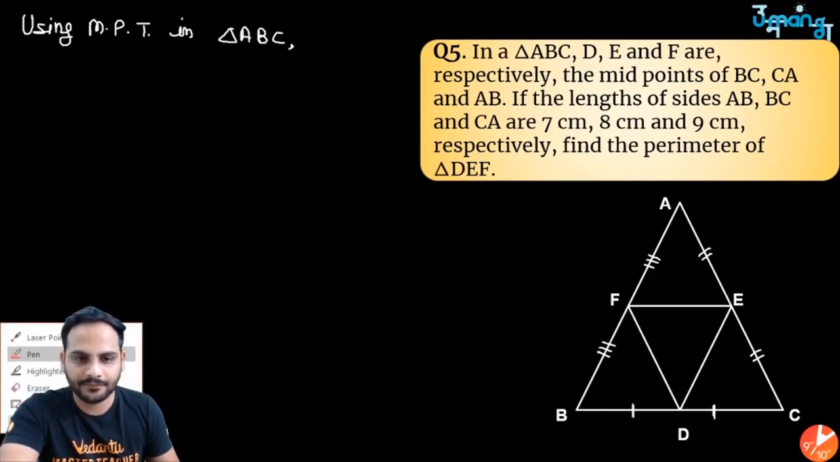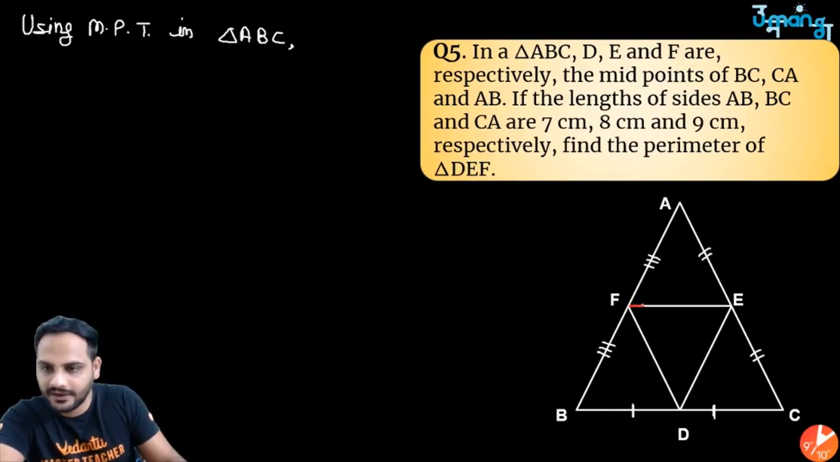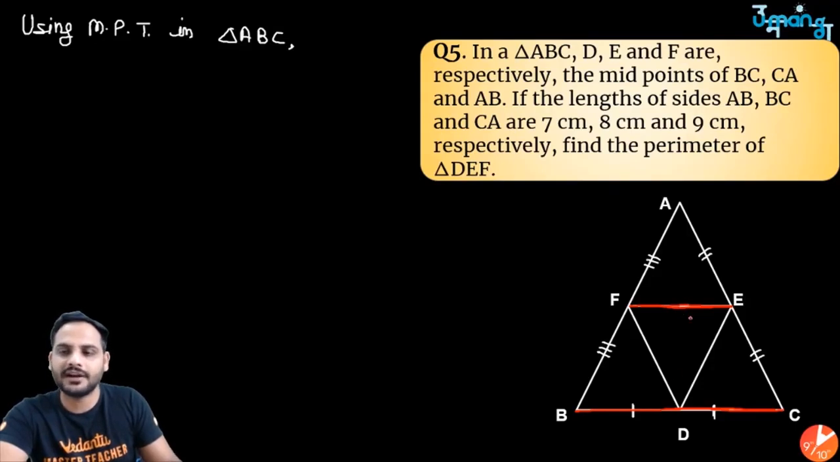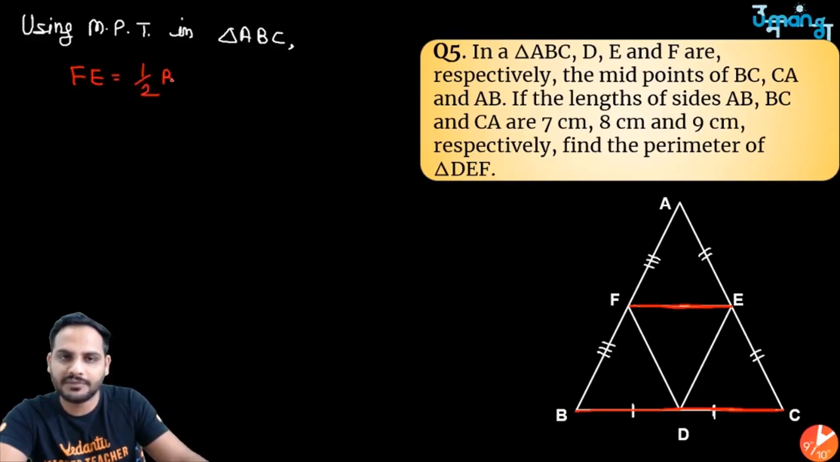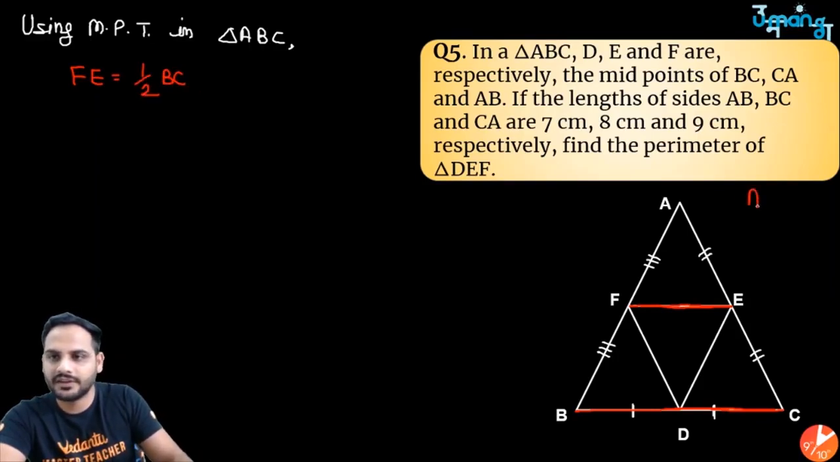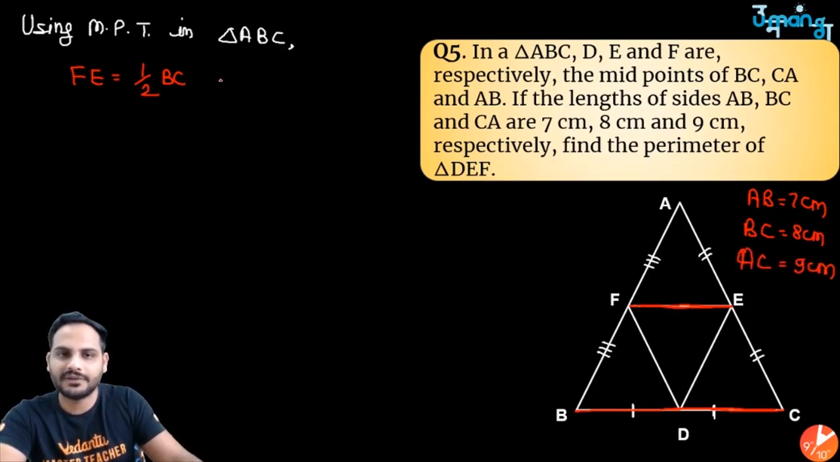हाउ? देखो यार, पहला तरीका तो ये हो गया, I will say कि सर FE जो है is parallel to BC. Since E and F are the midpoints, so FE will be parallel to BC and FE will be half of BC. So I will say sir FE is equal to half of BC. BC कितना है बेटा देखो, it is given AB is 7 centimeter, BC is 8 centimeter and CA or AC is 9 centimeter. So half of BC, that means half of 8, which is equal to 4 centimeter. तो FE कितना हो गया बेटा, 4.